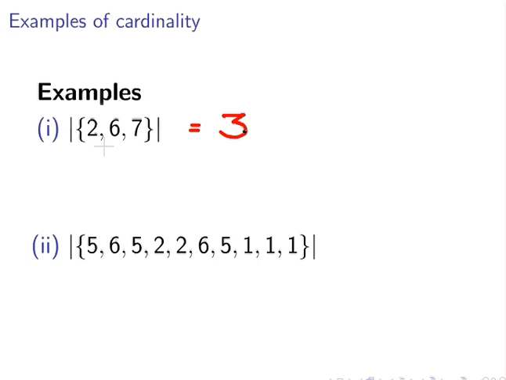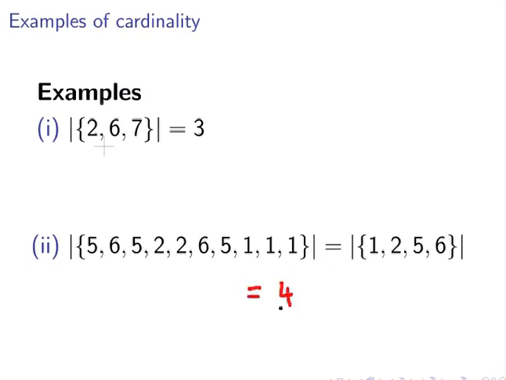Let's look at the second example down here. We have quite a few values in that data set. There's actually 10 values there in front of us. But recall that an element is a distinct value. So these are the distinct values of that set: 1, 2, 5, and 6. So in that case, we have a cardinality of 4 rather than 10. So the cardinality of the second example is 4.